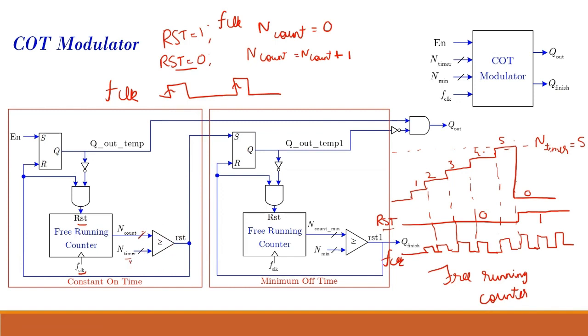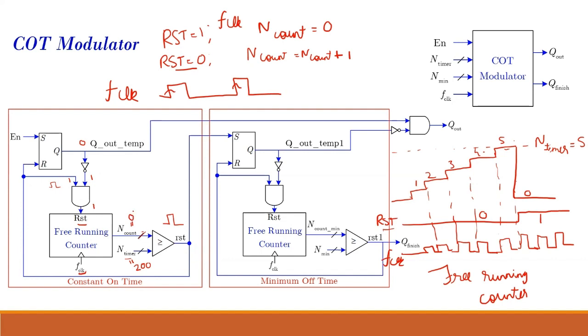If my end timer in source code is 200, then when your end count reaches 200, a reset signal will come, and that will reset your counter. And this is your Q out temp. If this Q out temp is 0, then this value will be 1, and this also is 1, then reset will come 1, and your end count will take the value 0.